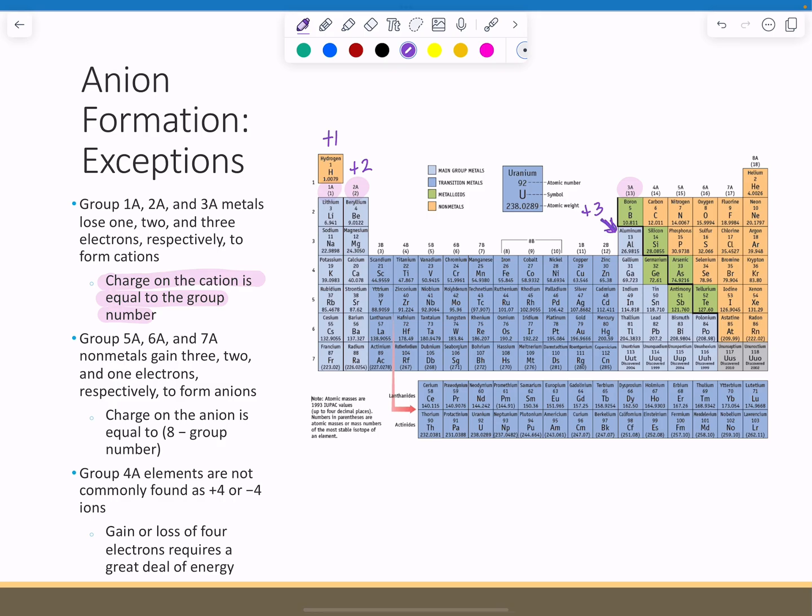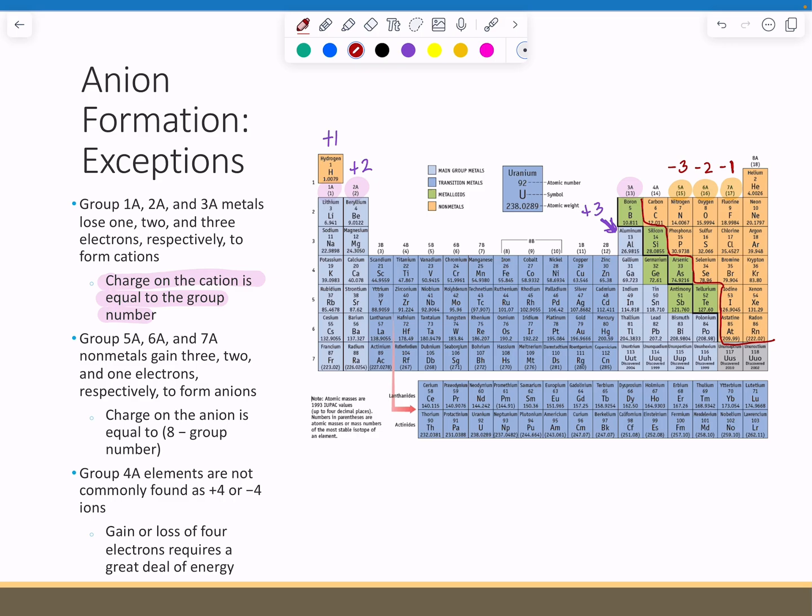All right, so now if we're talking about the nonmetals, so our nonmetals that are in groups 7A, 6A, and 5A, okay, they're going to gain electrons, and so they will form negatively charged ions. So we'll have -3, -2, -1. And again, this is just going to refer to the nonmetals that are in that group. All right, so the charge on the ion is going to be equal to 8 minus the group number. So this is the absolute value.